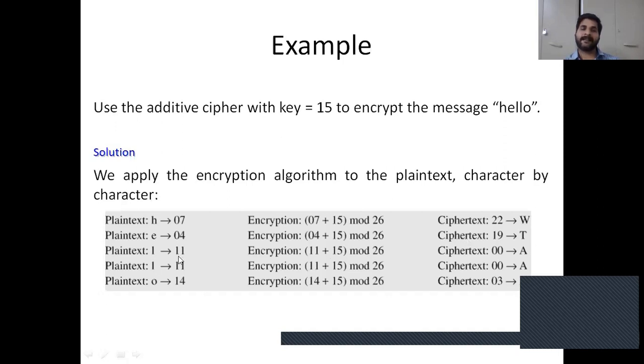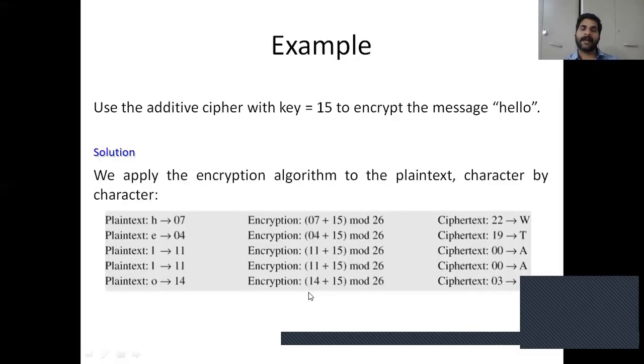Plain text L has index 11. So encryption 11 plus 15 mod 26 gives 26 mod 26 equals 0, and at 0 the stored value is A. Similarly, the second L is also encrypted as capital A. O has index value 14, so 14 plus 15 mod 26 equals 3, which is D.